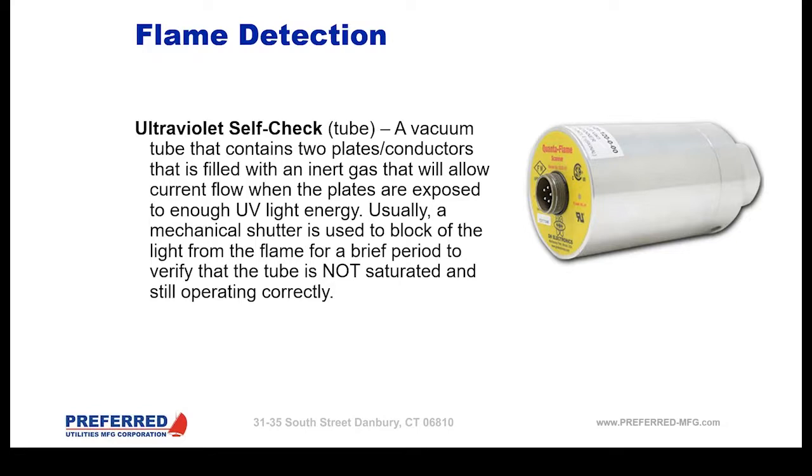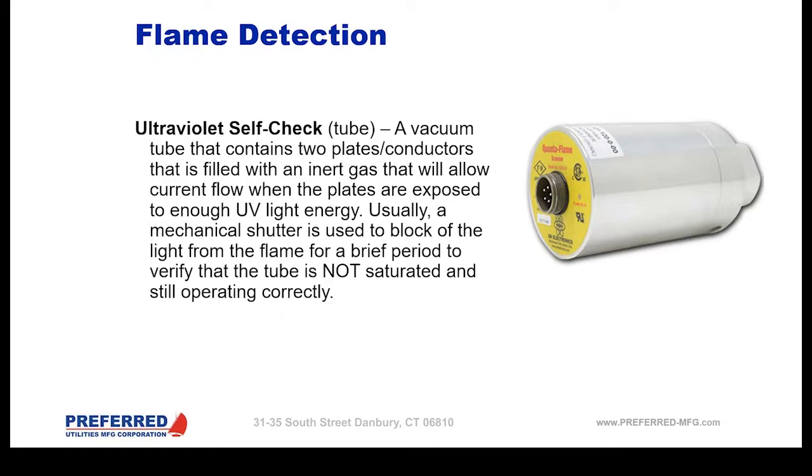There's a mechanical shutter built into the UV self-check scanner that will actually block off the light, if you will, or the UV radiation coming from the flame for a brief period. And the control looks for that complete drop-off of signal. And it needs to see that continuously. The flame safeguard knows that it has to see that. Now, some manufacturers do it every 3 or 4 seconds. Some will do it every 10 seconds, but it is checked continuously, and that allows the flame safeguard to determine that it is not a runaway tube and it's a safe flame detector operation.